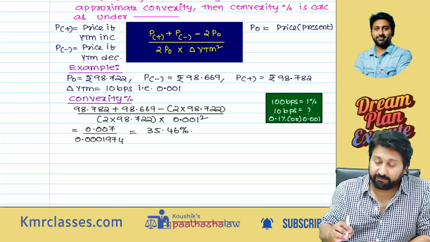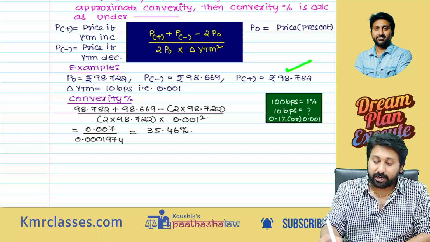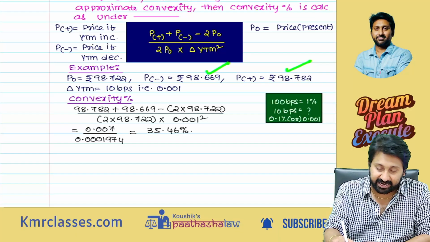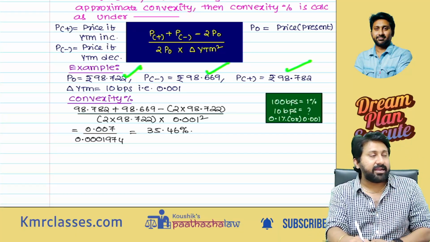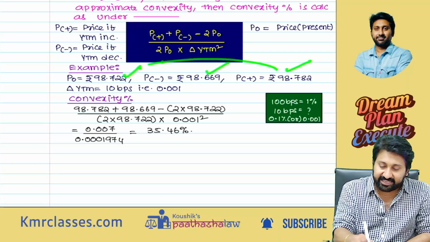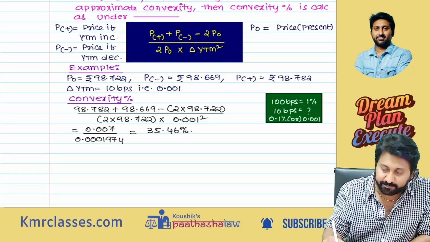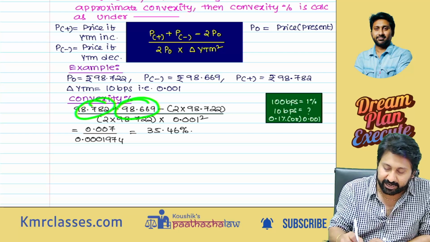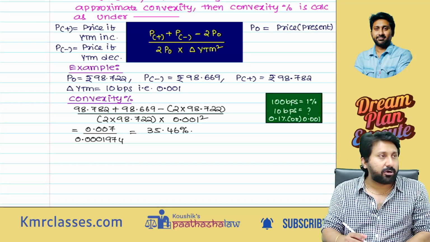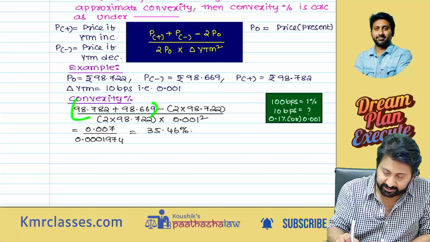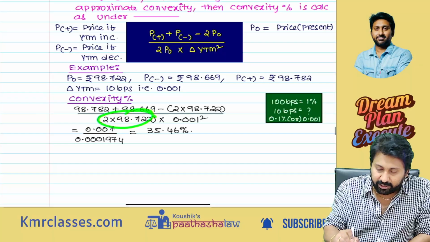See, we assume that the price can go up to 98.782 or come down to 98.669, as it is now trading at 98.722. Using these three data points, you can calculate convexity. How? P positive plus P negative, the two prices we have taken, minus 2 into P naught in order to match the first two components, divided by 2 into P naught into YTM.